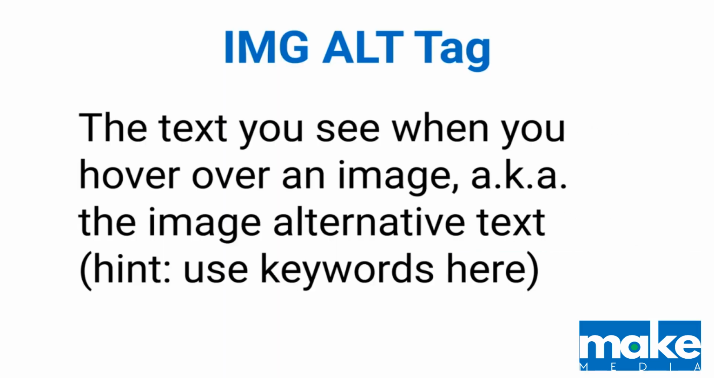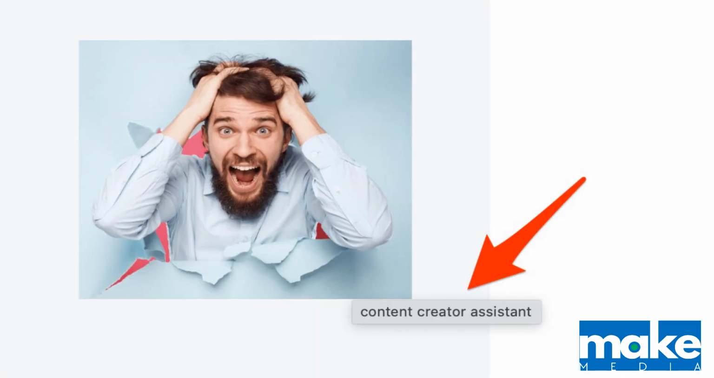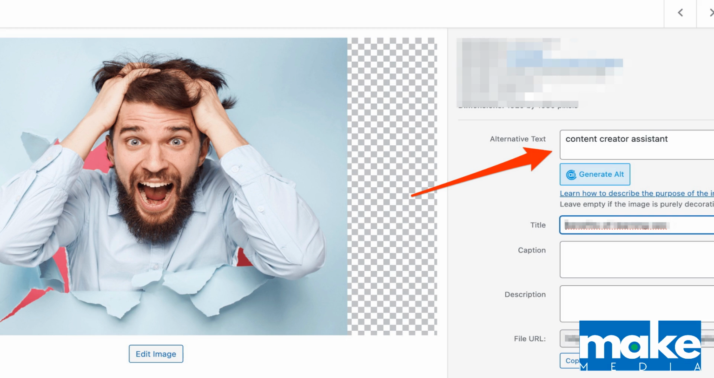Next up is the image alt tag. When you hover over an image, you probably see some text. Not always, and those are pages that don't have image alt tags, and it's a missed opportunity. What you want to do is include your keyword inside the image alt tag. That enhances Google's understanding of what your page is about, because your images relate to the keyword as well.